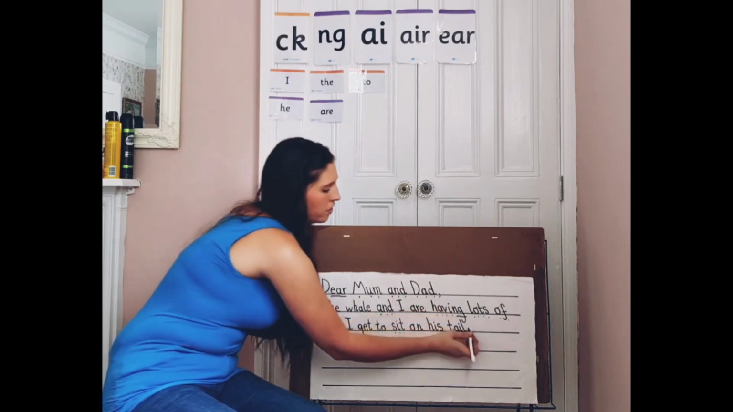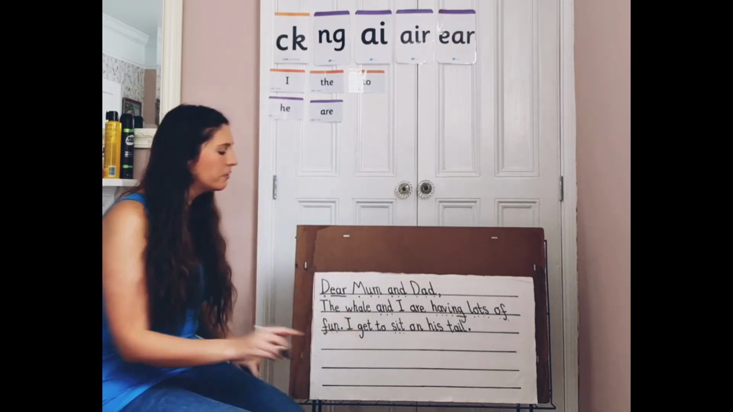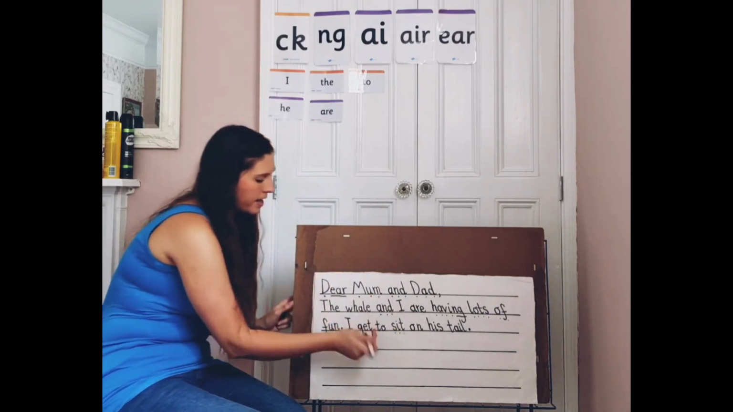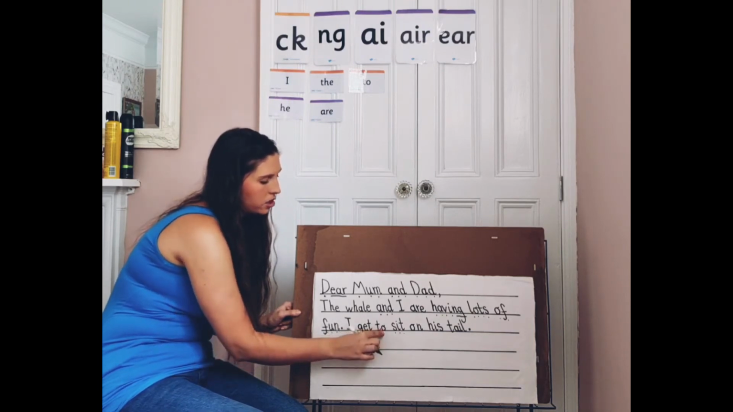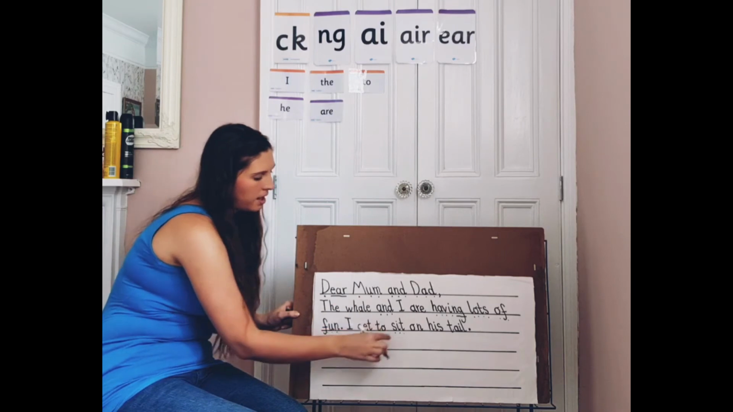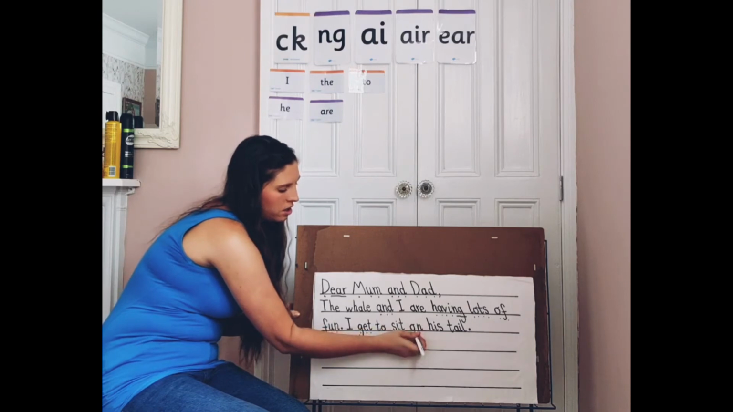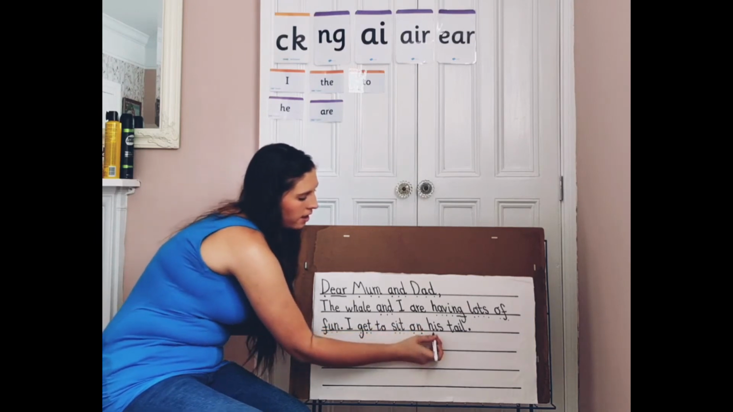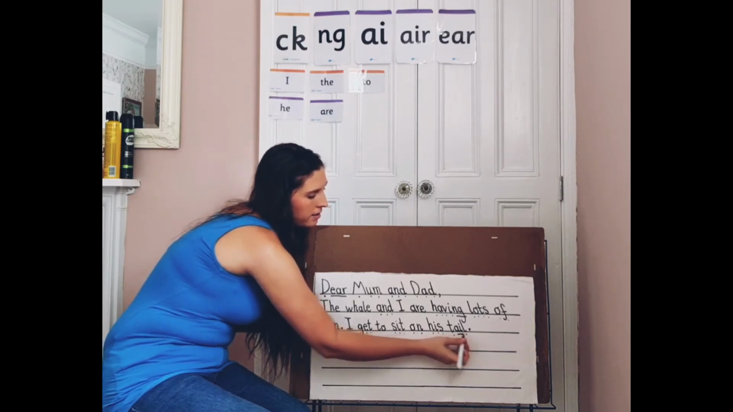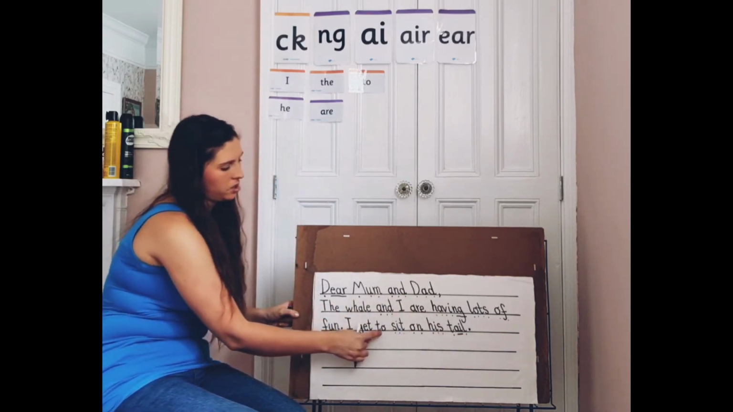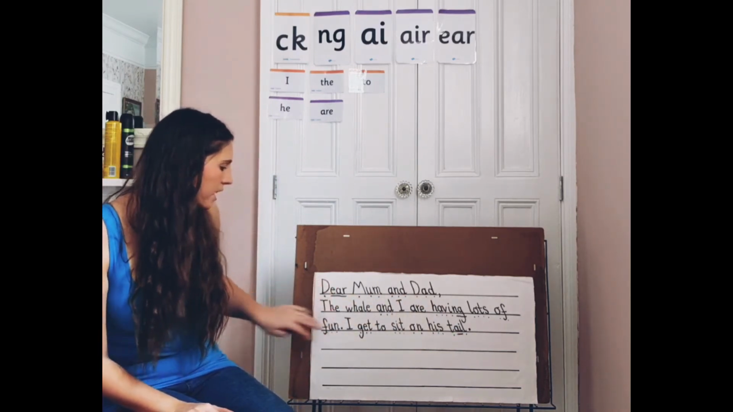Let's finish. So I'm going to put a full stop at the end. Okay, so I'm just going to go back and put the sound buttons in. I've already done it for this word actually. So I get to, that doesn't need one because it's a tricky word. It's sit, I've done that one. I get to sit on his tail. There we go. Okay, so written 3 sentences now.